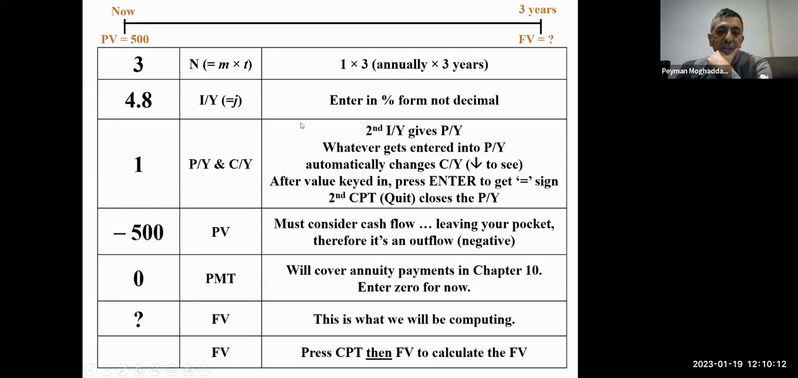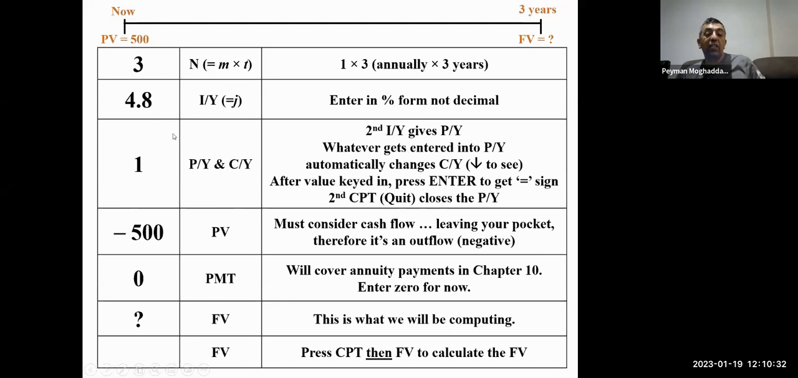So this is in terms of table. Okay, so P over Y and C over Y is the same. Whatever you get, whether you put it with the C over Y, is going to be P over Y. And this is the step by step, basically. N is equal to 3, and I over Y is 4.8.